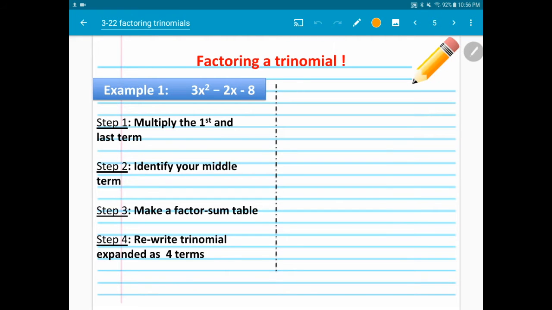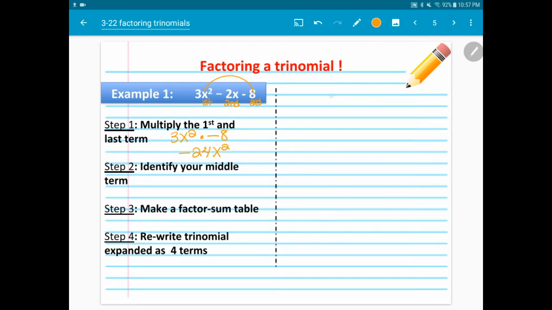All right, so factoring a trinomial. So we're going to take everything that we learned this week and put it all together for this one problem. So just like you did yesterday, we identify our first term, our second term, and our last term. This is in standard form. I have my exponent as the highest in front, so that's good to go. So I multiply my first term and my last term. 3x squared times negative 8 is going to get me negative 24x squared. That's going to be the factor part of my table.